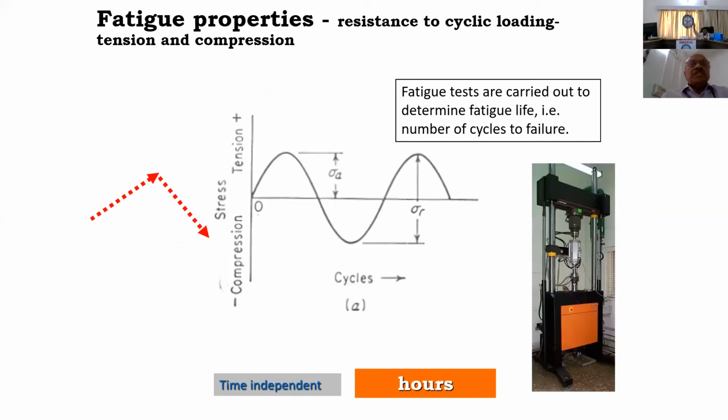And then we have the fatigue, where we measure the resistance to cyclic loading. It is no more monotonic loading. It is cyclic loading. You are loading it through tensile and compressive cycles. And then we know that the material will undergo fracture or failure after several number of fatigue cycles.